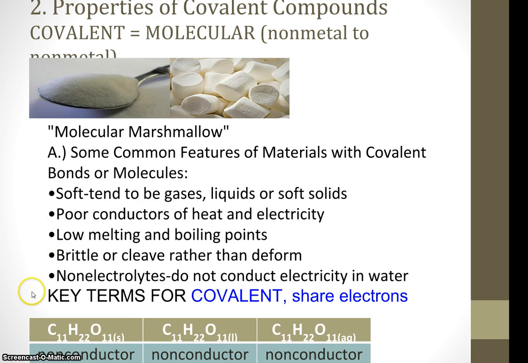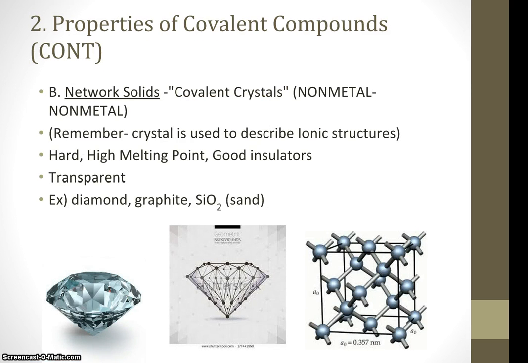Okay, the second type is a network solid. Okay, these are covalent crystals. I put it in quotations because usually crystals refer to ionic substances. All right, network solids here form a certain lattice. That's why they're similar to ionic substances, because they form a lattice. All right, they have certain properties here. Okay, they're hard, they have high melting points, they're good insulators. Okay, they're also transparent.